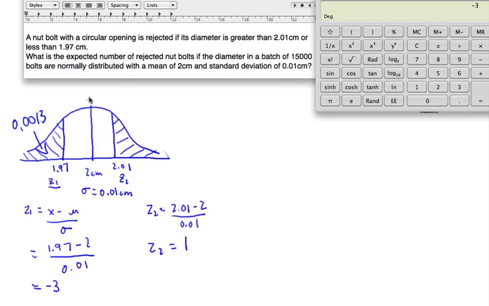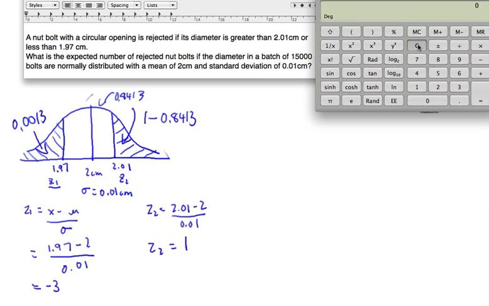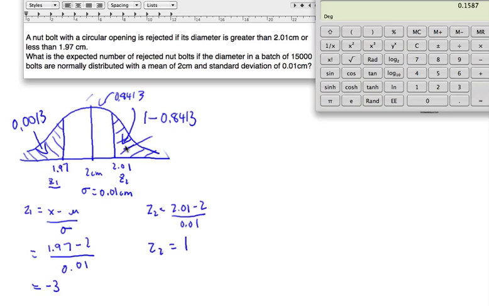So everything to the left of this point is 0.8413. Therefore, to find that shaded region, it's going to be 1 minus 0.8413, and I just need a calculator to do this. 1 minus 0.8413 gives us, so this shaded region is equal to 0.1587.